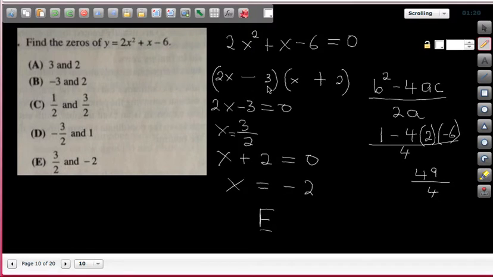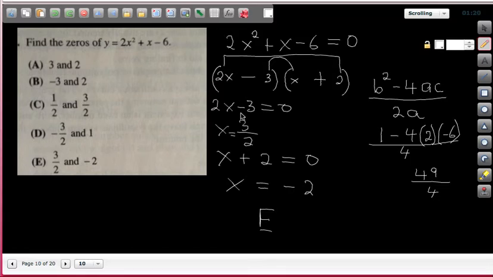And to check how I factored it, if you multiply the inner, that gives you negative 3x. If you multiply the outer, that gives you positive 4x. Inner plus the outer must match the middle term, and of course the last two terms multiplied must match the third term. So I know I factored this correctly.